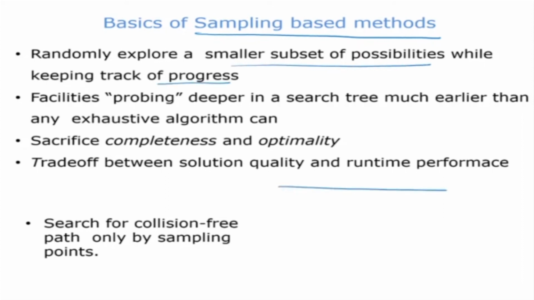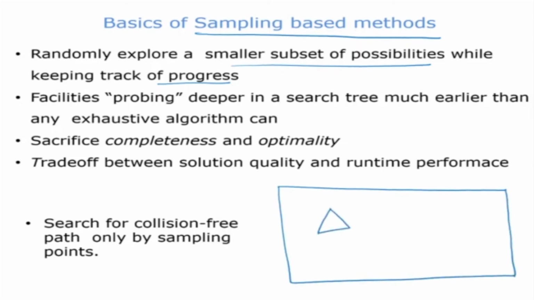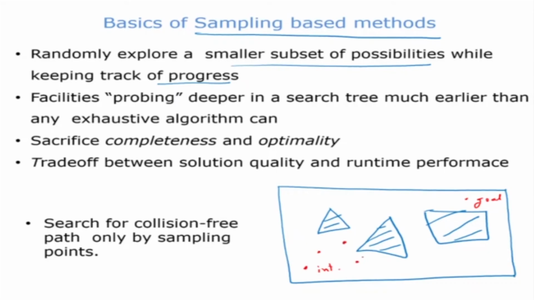So for example, let me draw a workspace here. This is my workspace, and let's say these are obstacles. We want to go from this point, the initial point, to the goal point. One way of searching for this is, instead of searching in the whole space, I do a sampling based search. For example, from the initial point I go to the next point, which is here, then the next point here, next point here. So I sample these possible points.